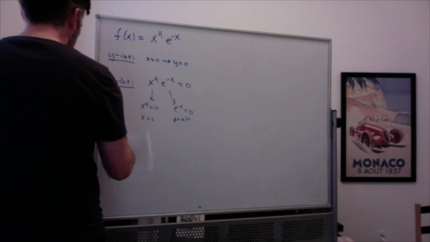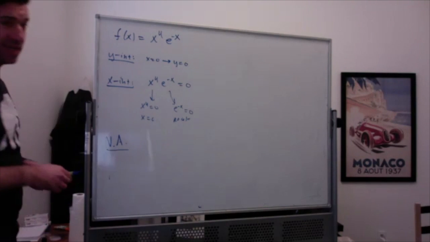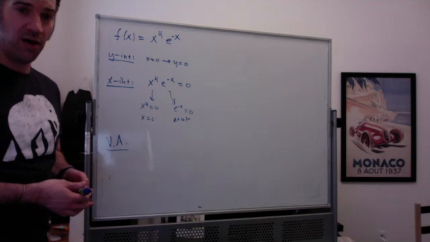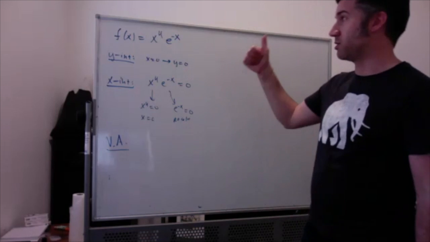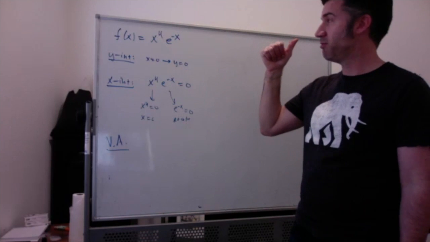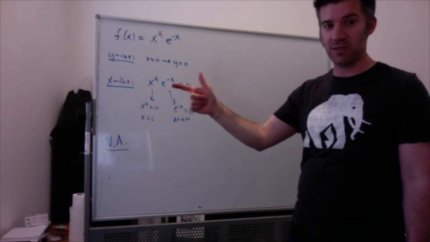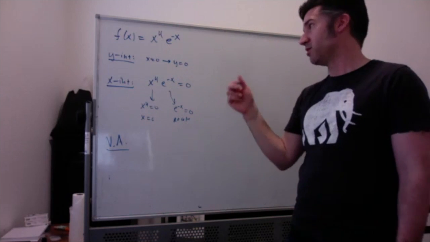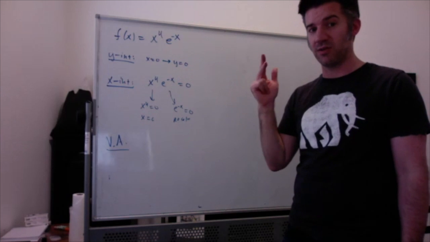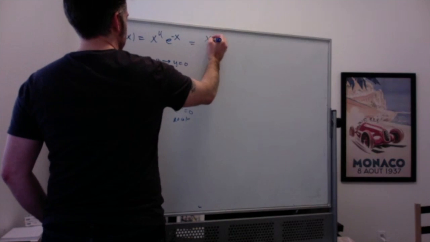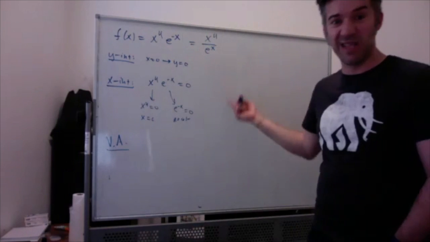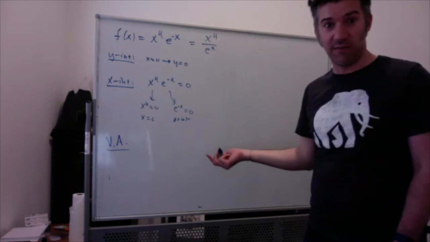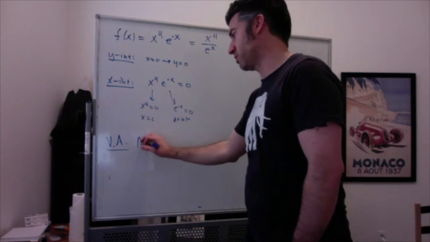Asymptotes. Usually when I get to the vertical asymptote, I start asking myself about the domain. What's the domain of this function? Well, there are no domain issues. There are no square roots, no fractions, no logarithms. You could, if you wanted to, write this as x to the 4th over e to the x. But we know that e to the x is never equal to 0, so there is no place where this is undefined. So there are no vertical asymptotes.